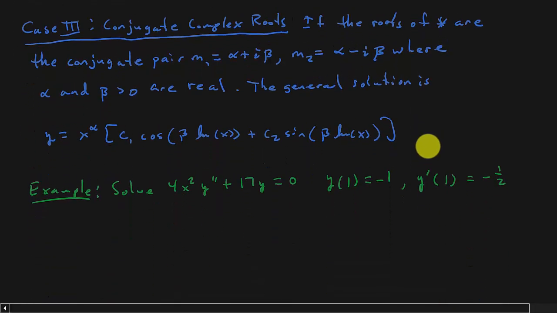All right. And now case 3. Conjugate complex roots. So if the roots of star, that equation back at the beginning, are the conjugate pair m1 equals alpha plus i beta, m2 equals alpha minus i beta, where alpha and beta are positive and they're real, the general solution is y equals x raised to the alpha times c1 cosine of beta natural log x plus c2 sine of beta natural log x.